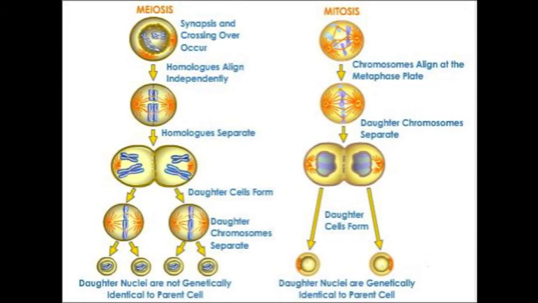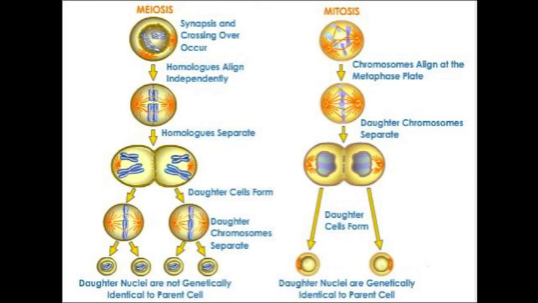Mitosis is a cell reproducing asexually, while meiosis is a cell reproducing sexually. Mitosis occurs in all organisms. Meiosis only occurs in organisms that reproduce sexually. The daughter cells produced in mitosis are identical. The daughter cells produced in meiosis are genetically different.